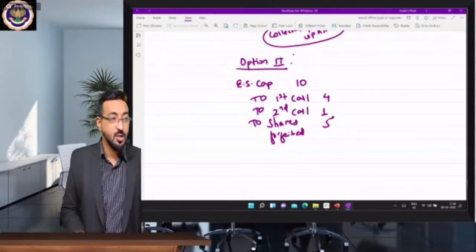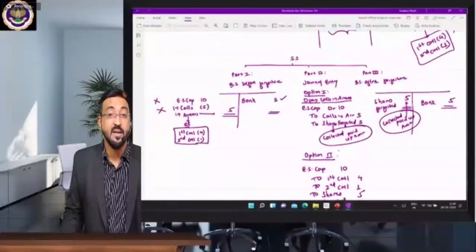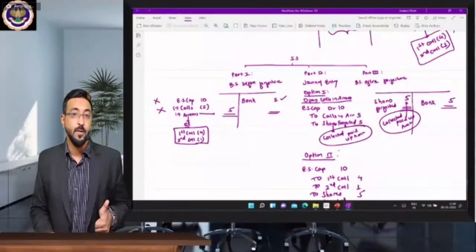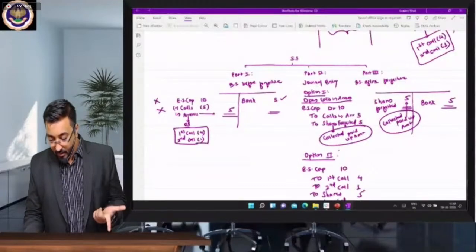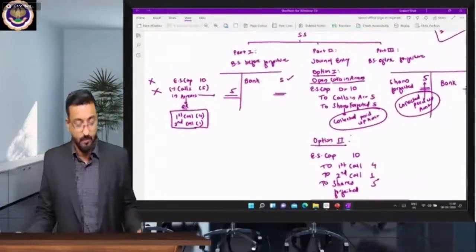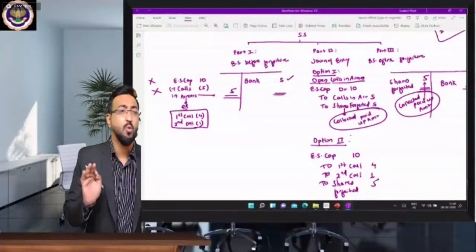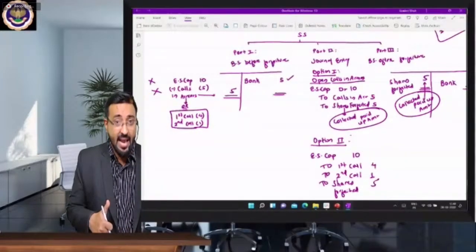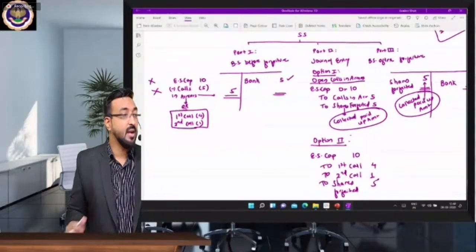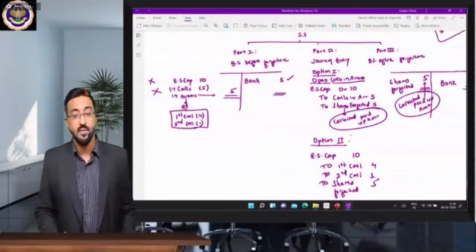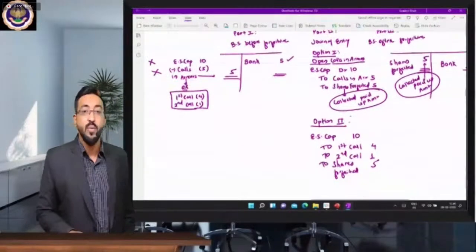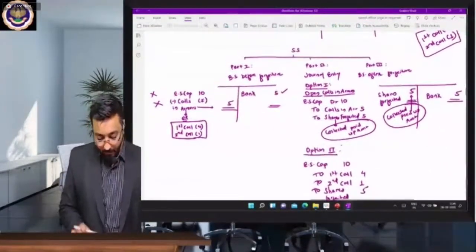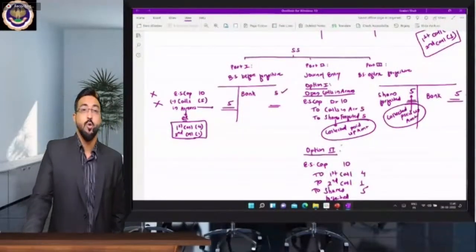Forfeiture is very simple. So how many steps are there? 3 steps. 1 is the balance sheet before forfeiture, then the journal entry, and then the balance sheet after forfeiture. Just recall which account you are going to cancel. Bank? No. Equity share capital? Yes. Calls in arrears? Yes. And which is the new one? Forfeited is a new one. So everyone write it in the comment section. What is the entry for forfeiture?